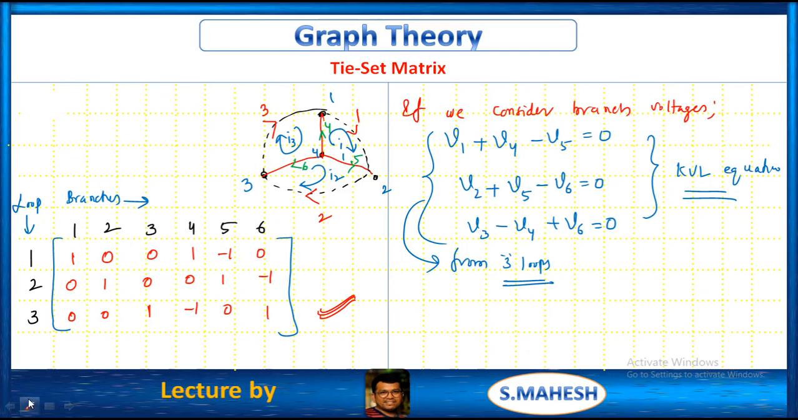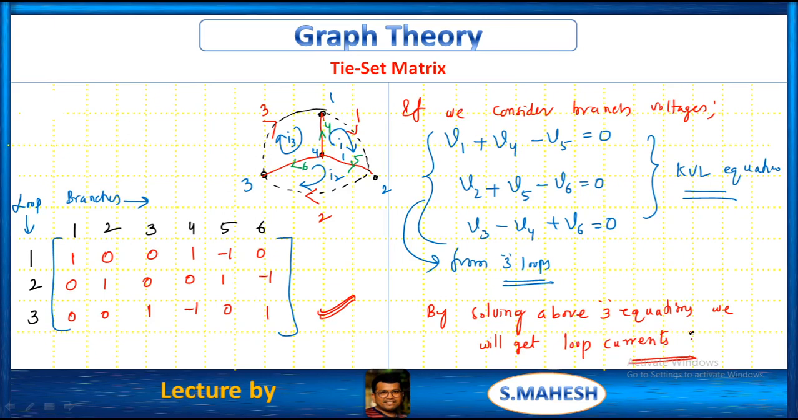We can write that point. By solving the above three equations we will get the loop currents. That's it. This is about the tie set matrix, which gives the information about branch currents.